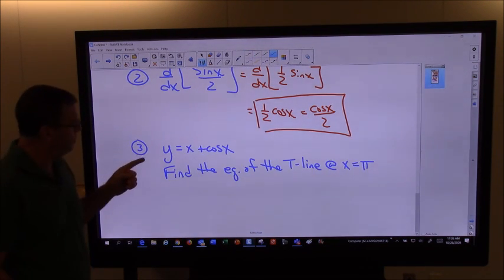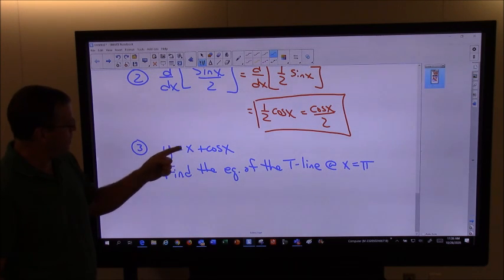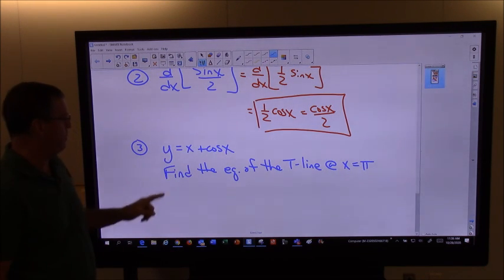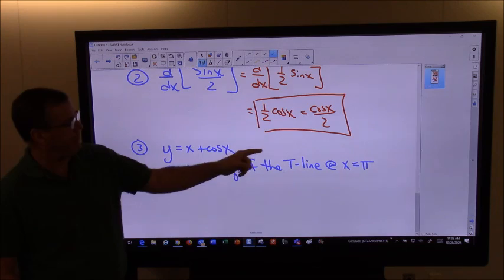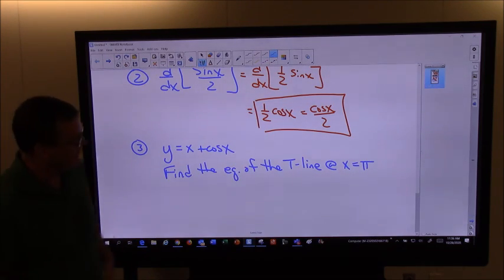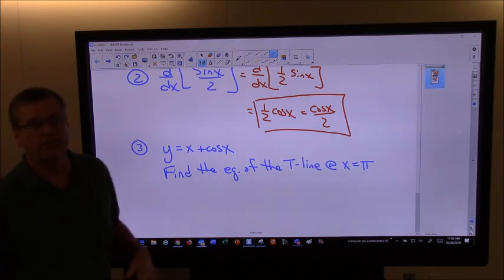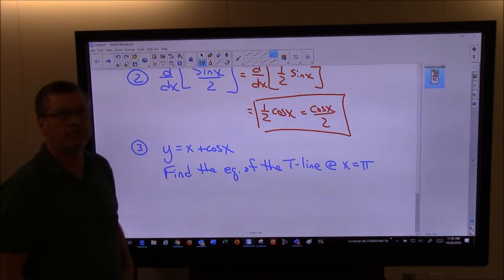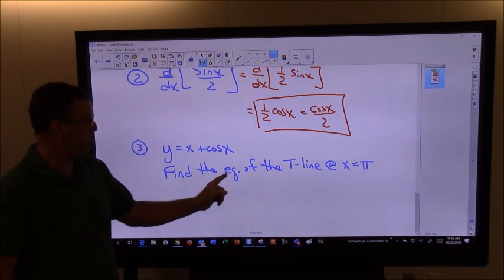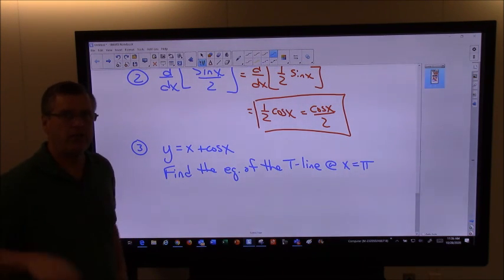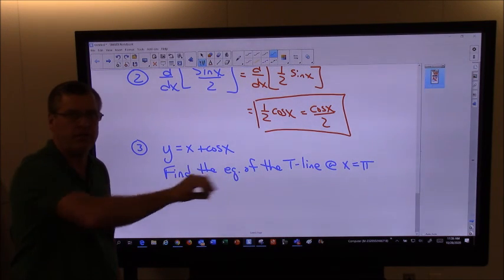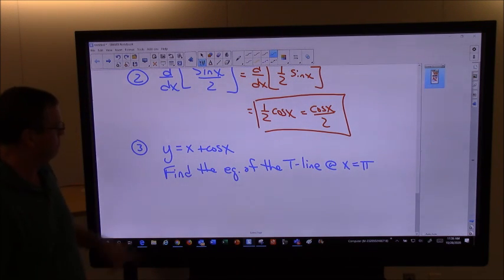All right, so what I have here is y equals x plus cosine of x, and we want to find the equation of the tangent line at x equals pi. Not the slope, but the actual equation. Right? Whenever we find an equation of a line, it's always y equals mx plus b as our final answer. You guys try it.